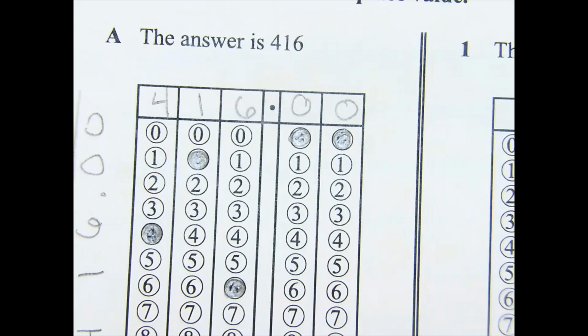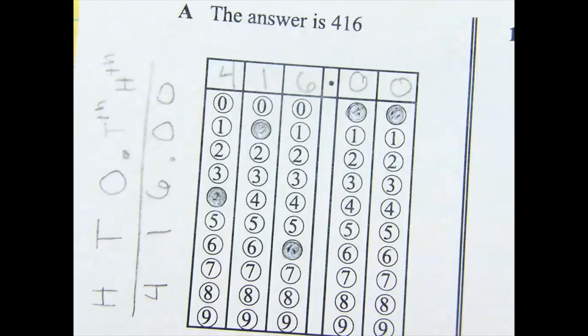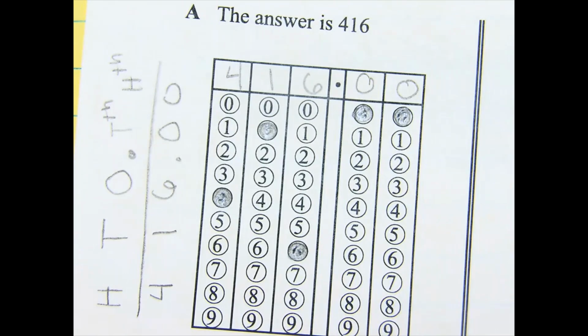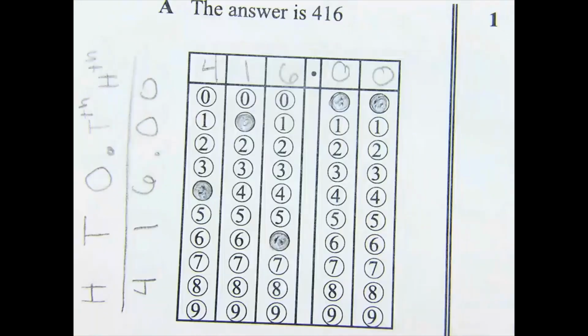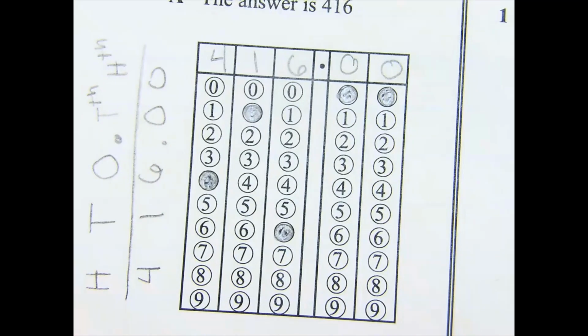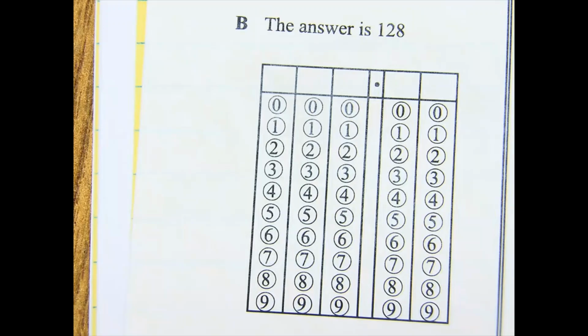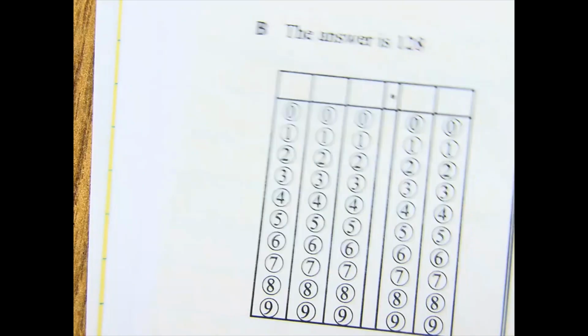So remember, my answer was 416. I drew my place value chart on the side, and I tried to match it completely here. So now I'm going to do the same thing for 128. So my answer is 128 for letter B. So let me go ahead and show you that. I have 128. So I'm going to flip my page over.